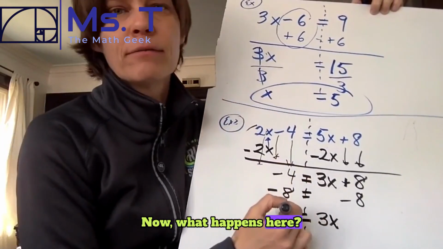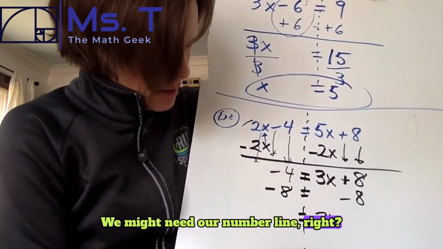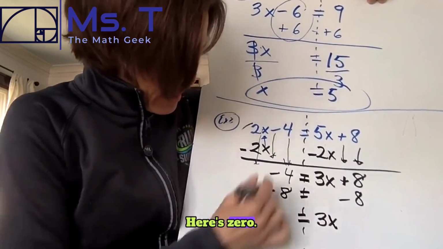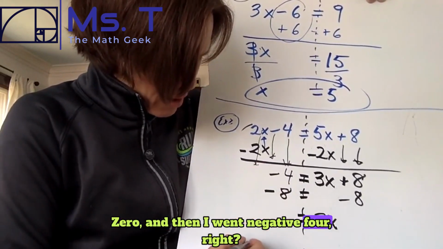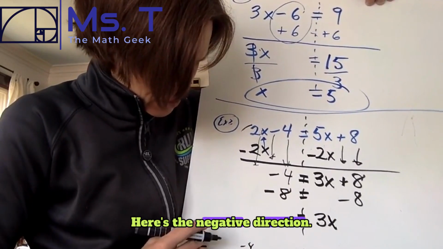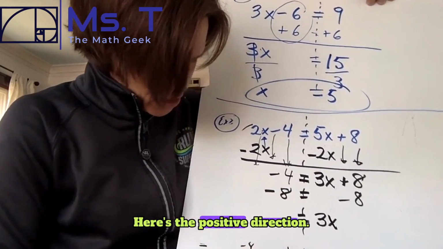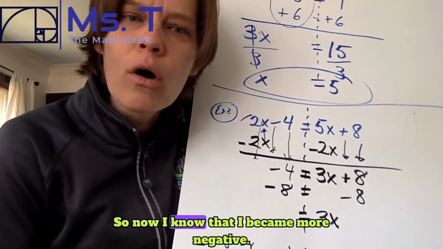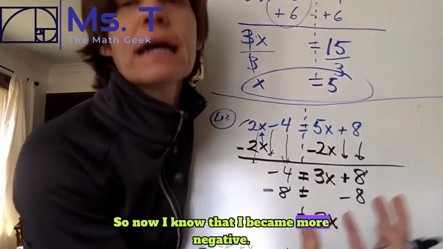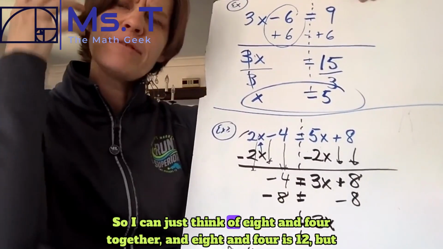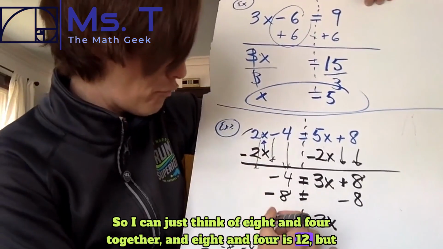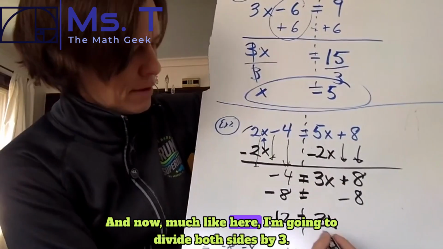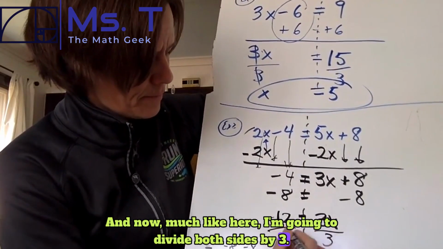Now, what happens here? We might need our number line, right? Let's just do a quick sketch to make sure we're going in the right direction. Here's 0, and then I went negative 4, right? Here's the negative direction. Here's the positive direction. And then I went negative 8 more. So now I know that I became more negative. So I can just think of 8 and 4 together, and 8 and 4 is 12, but it's negative 12, right? And now, much like here, I'm going to divide both sides by 3.